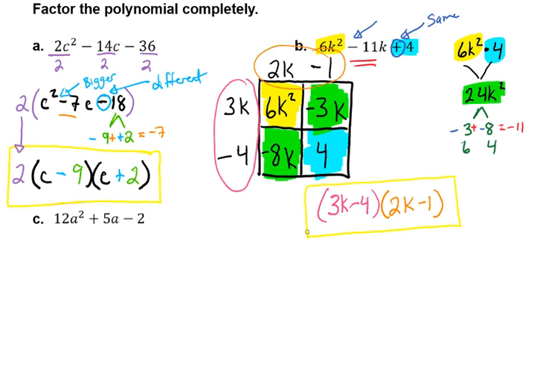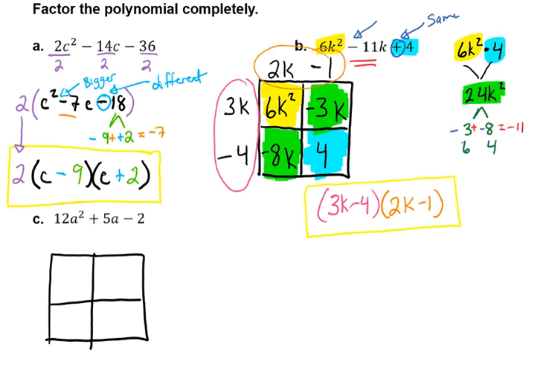So we're going to do letter C again together. Here we have a 12a squared plus 5a minus 2. They don't have anything in common, so we're going to use our disco box again. So we're going to set it up. And we're going to take the first thing and put it in the first box, and take the last thing and put it in the last box. So we have 12a squared and negative 2. And then we're going to multiply those. And that's going to give us a negative 24a squared.